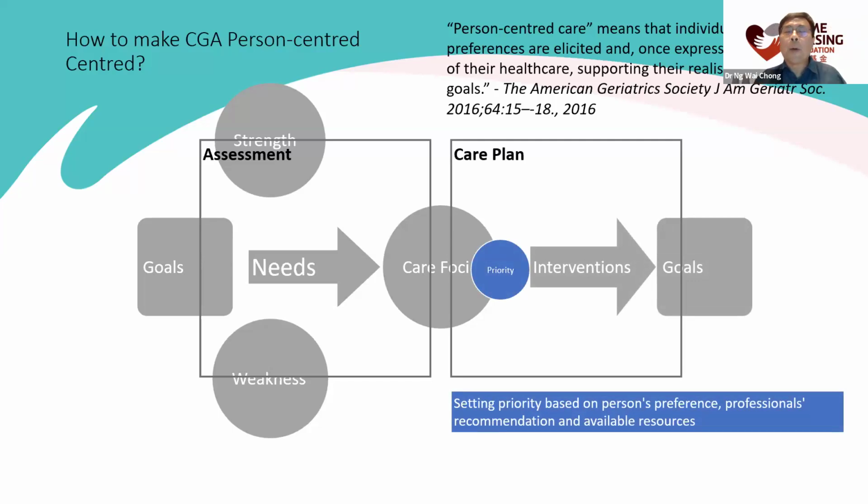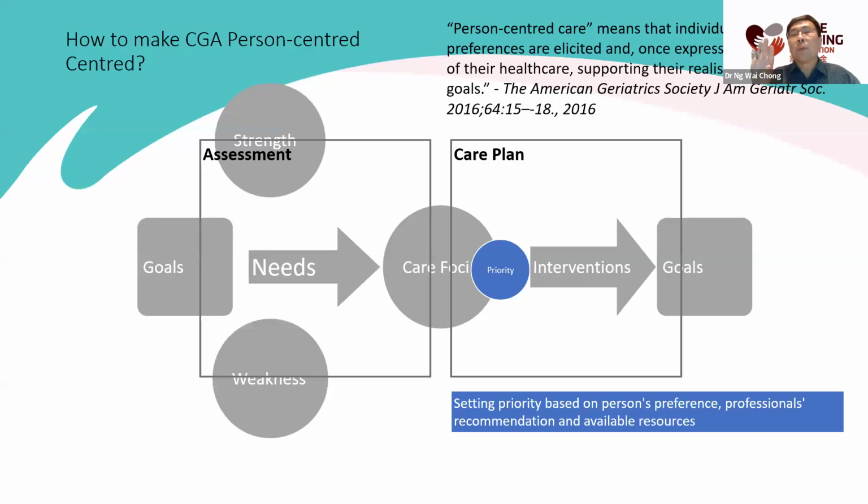Then where we make it really person-centered is an element of prioritization based on the person's preferences. I put up this slide in a sense that you may want to do a CGA, you may want to standardize it, but we must not lose sight of the person involved.